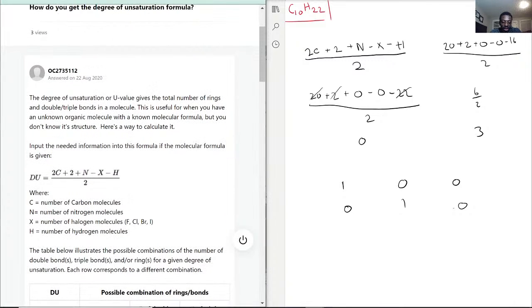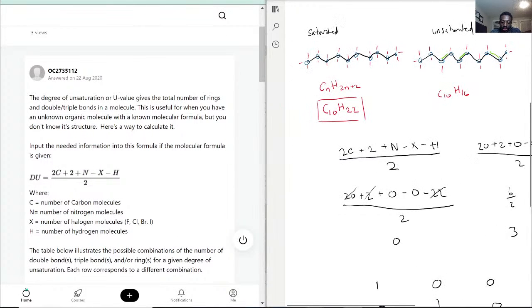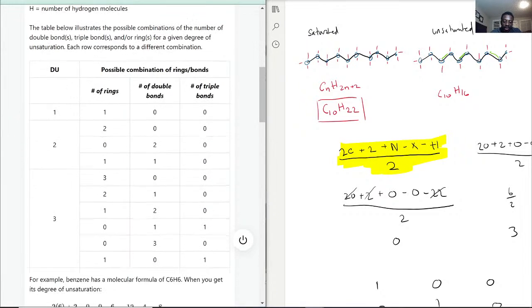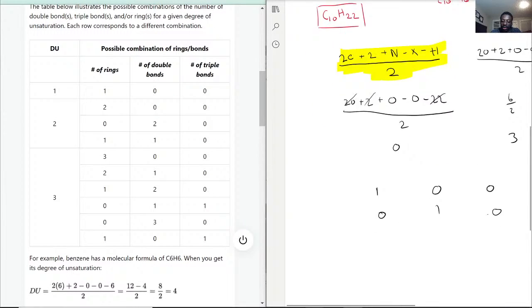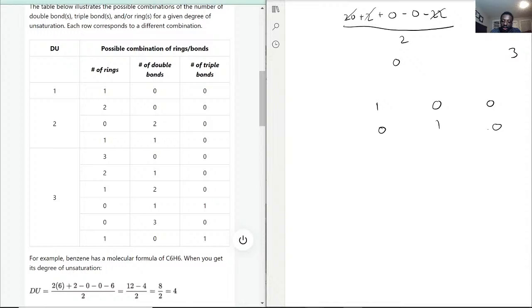Definitely memorize this formula here as it is written. It's quite important, because then you can tell yourself what's the degree of unsaturation. And this table here helps you break down what you should be expecting. An example that I can think off the top of my head is benzene. This would be the last example, but pretty much this is C6H6.